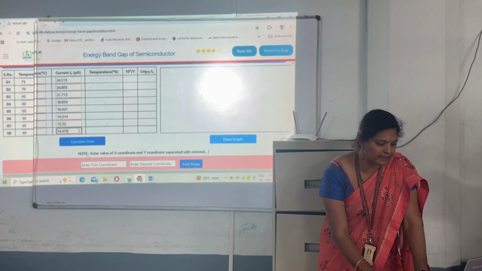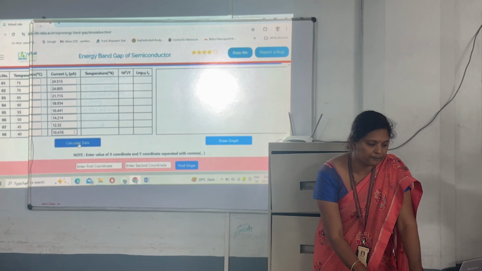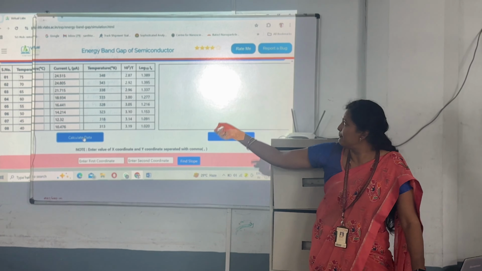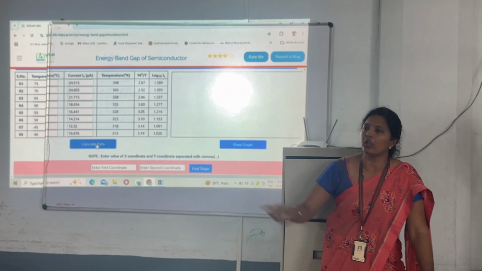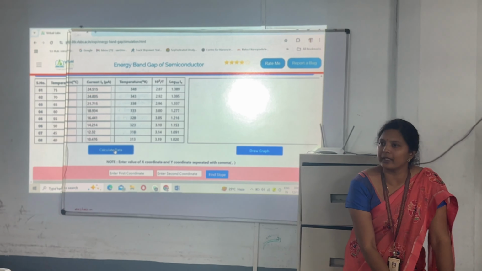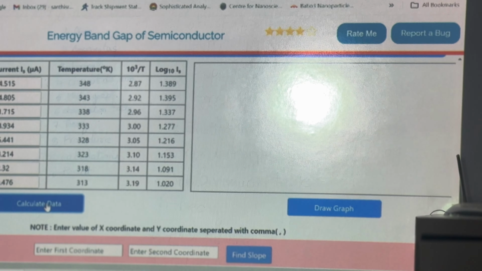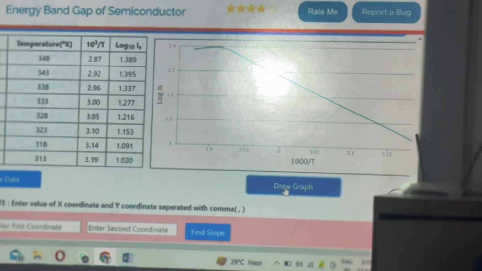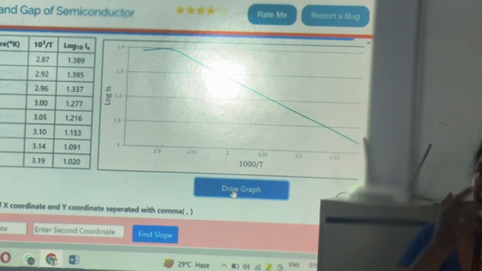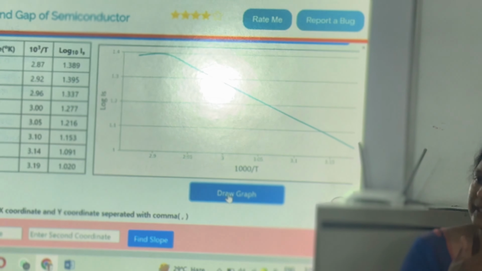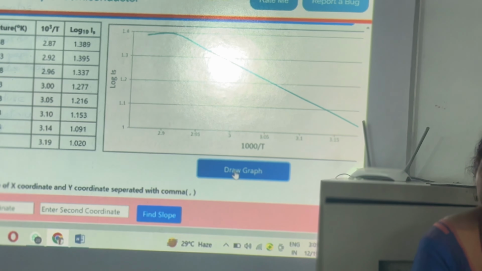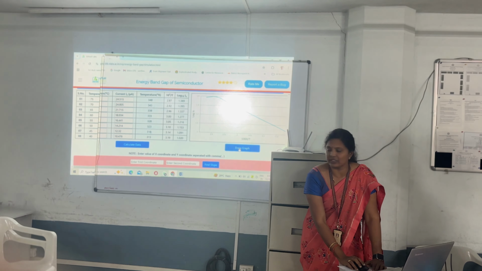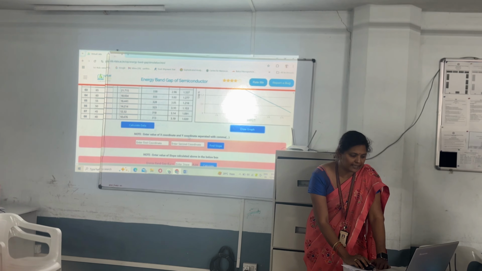Now if you simply click this option of calculate data, you will get temperature, 1 by T and log I. So we need to plot a graph with 1 by T on the x-axis and log I on the y-axis. If you simply click the option draw graph, you are able to get a graph. You got a graph. Next step, we need to find the slope. From the slope, you will be able to get the energy gap. So, we will take the slope now.